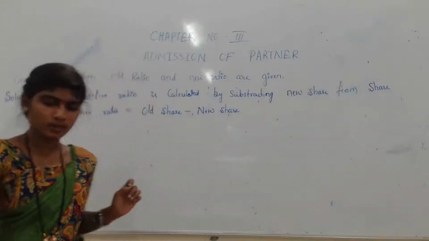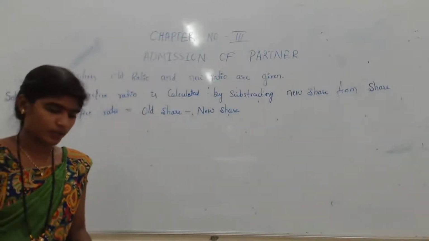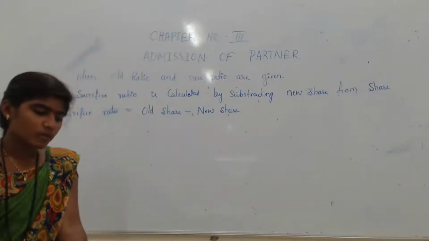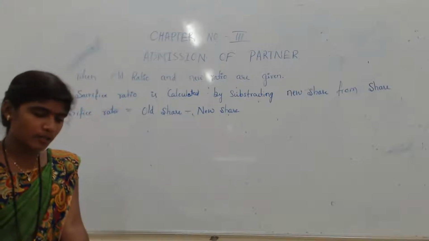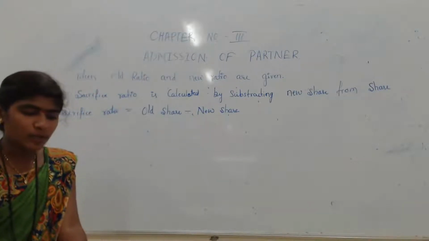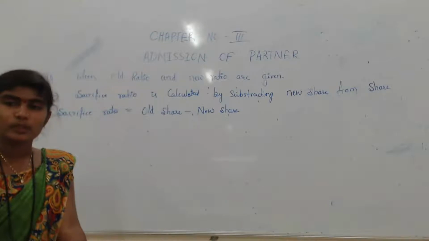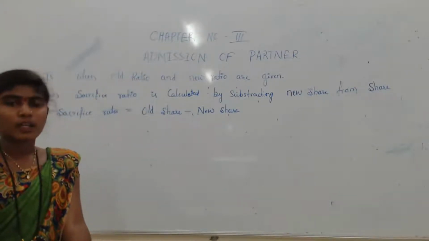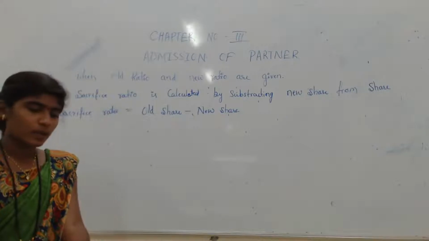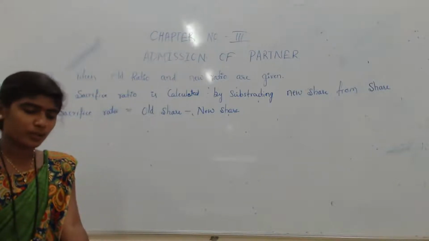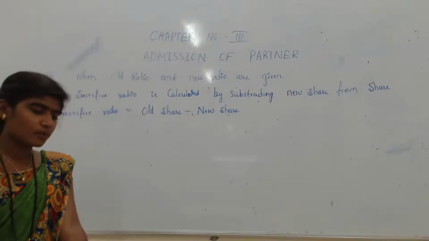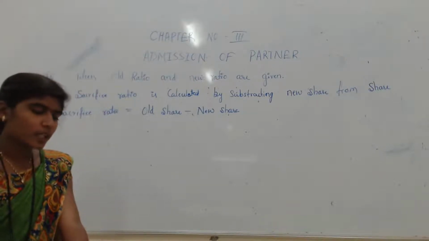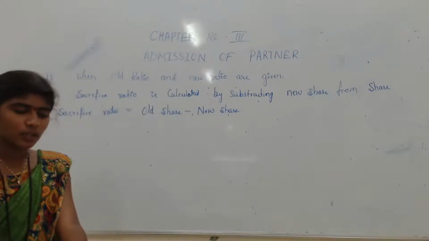Next, one more question based on this. Ram and Rahim are partners sharing profit and losses in the ratio of 5:3. Who are the partners here? Ram and Rahim. And what is the profit sharing ratio? 5:3. Ram's share is 5 and Rahim's share is 3. They admit Robert into the partnership.